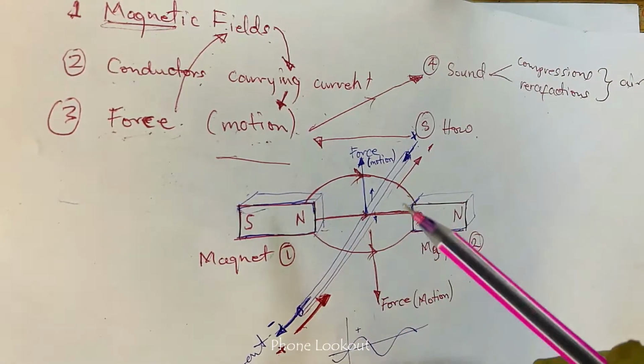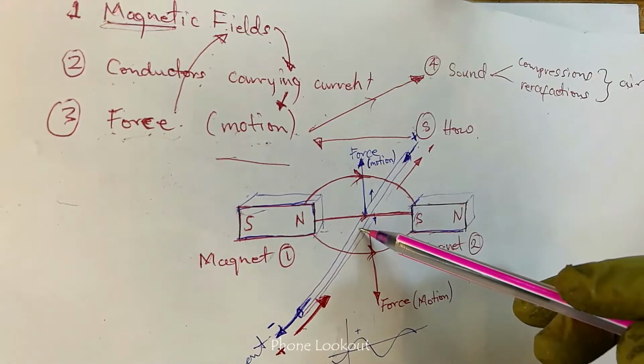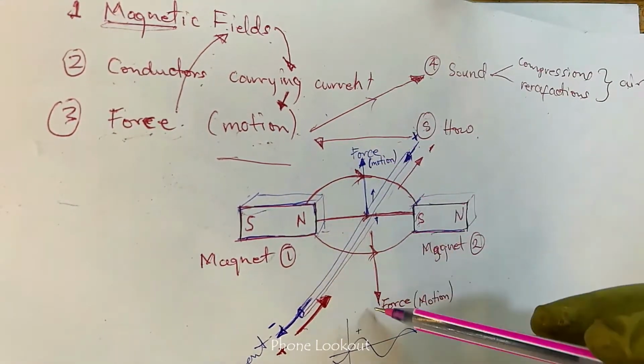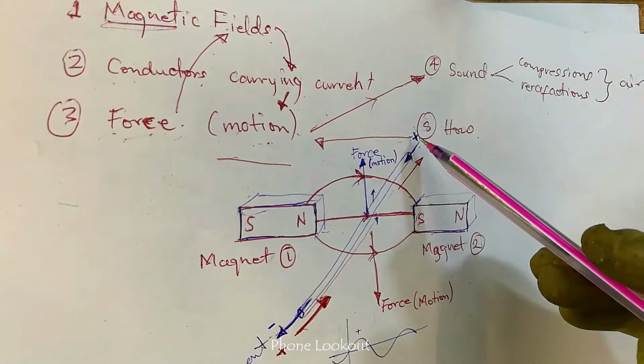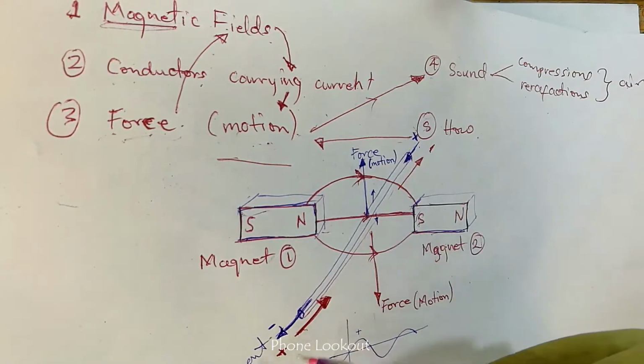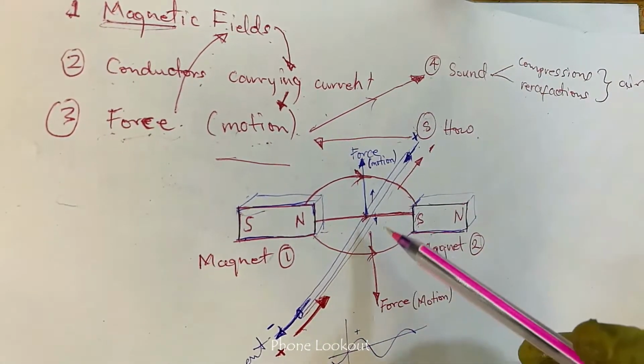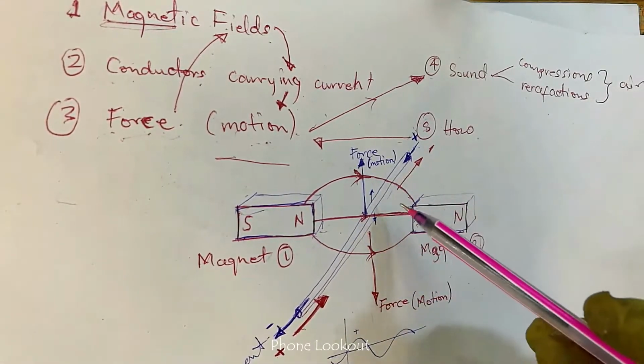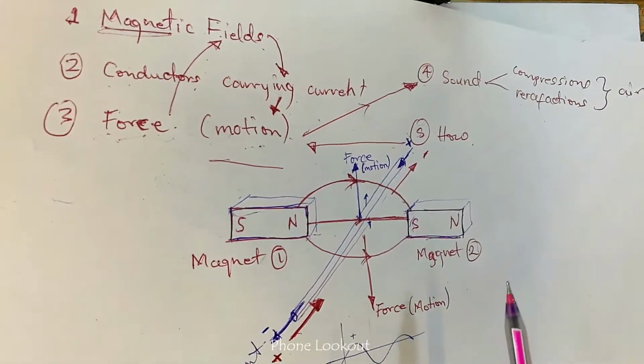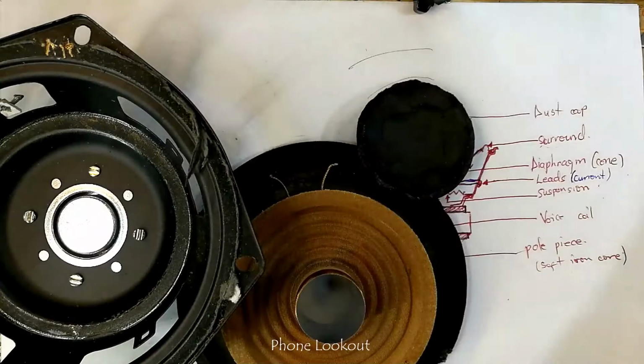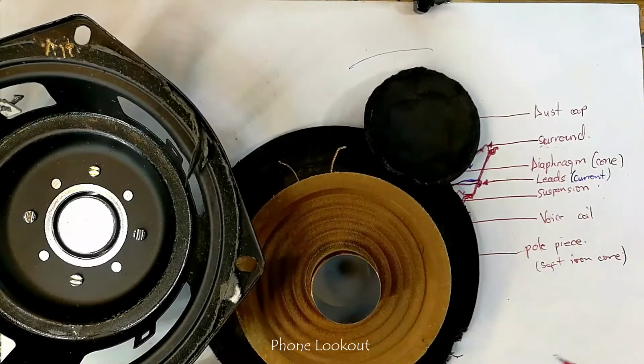Now we can cause this conductor to keep vibrating up and down by simply reversing the direction of the current many times, and that's by feeding alternating current through it. And that's what brings us to the speaker. So that's what we want to demonstrate right here.